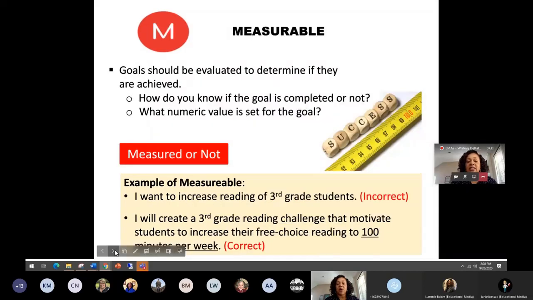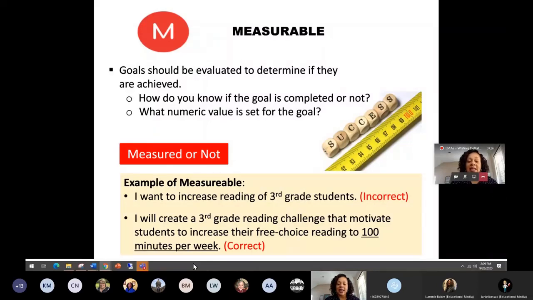The next letter in SMART is M for measurable. Goals should be evaluated to determine if they are achieved or when you have completed the goal. Does your goal have a numeric value associated with it? Does it have a percent that you are trying to reach? When you look at the examples of measurable, I use that same initial goal, which was I want to increase reading of third grade students. But there are no details to provide how this will be measured.